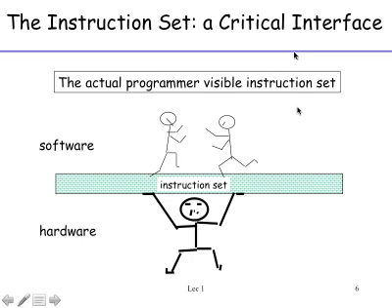Okay, so the instruction set is the interface between hardware and software. With the defined instruction set, a programmer is able to write an assembly language program, and of course, the programmer can write in a high-level language like C, then use a compiler to translate that high-level language program into an assembly language program, which is then executed by the processor.